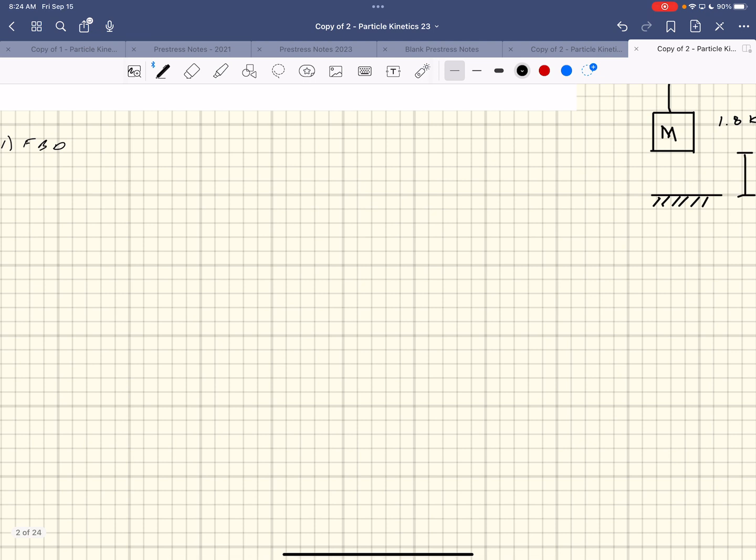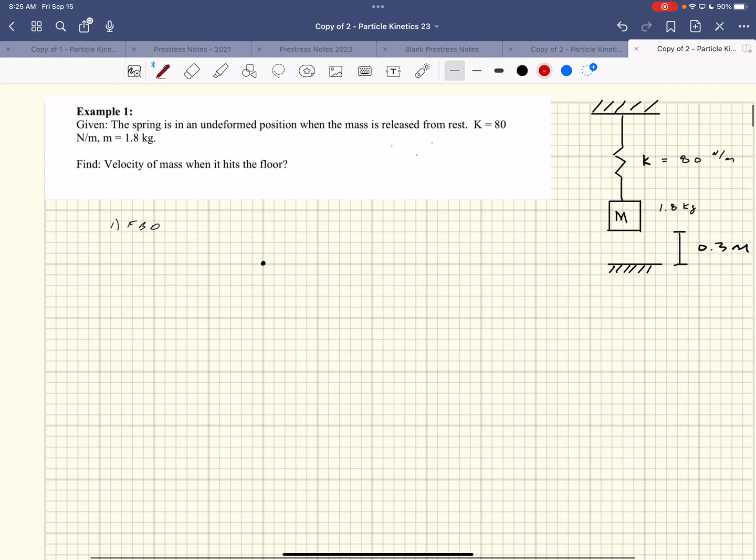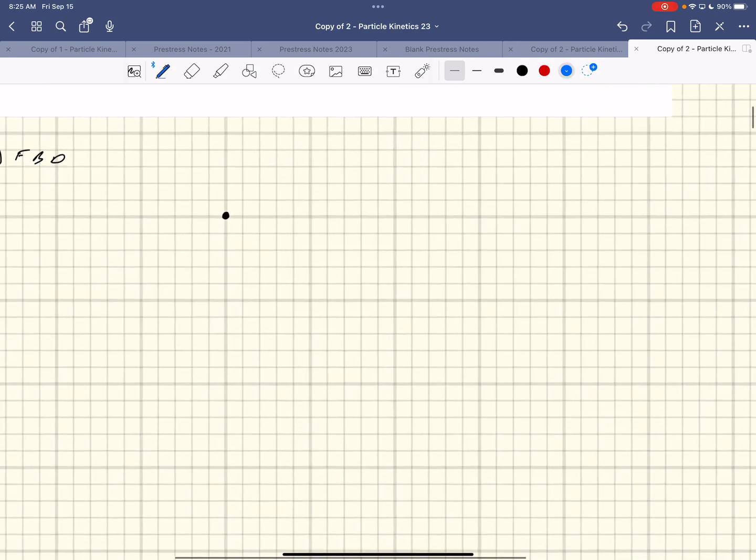Okay, isolate the object. Particles are super easy. My isolated object could be just a dot, a concentrated mass. So I'm going to do it that way. You could draw the box if you wanted to make it clearer, but for particles I often just draw the dot. Forces acting on this dot, this mass: what's that? Gravity and the spring. Yep, gravity and the spring. So we've got mass times gravity, and then we have the spring doing this.